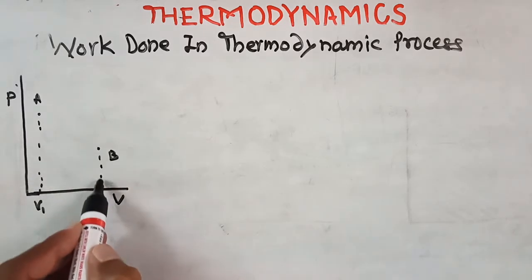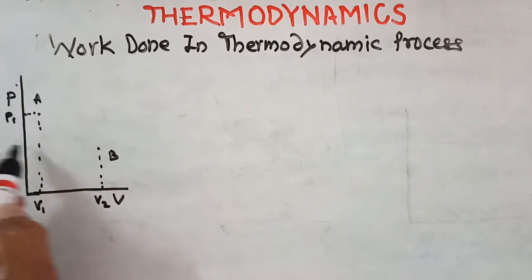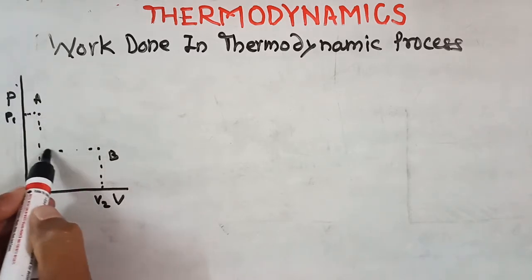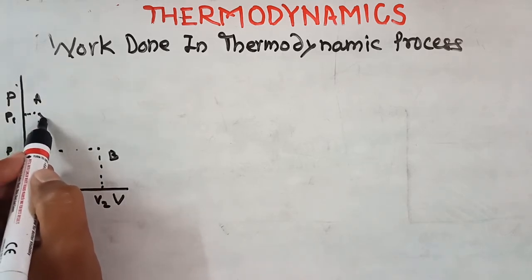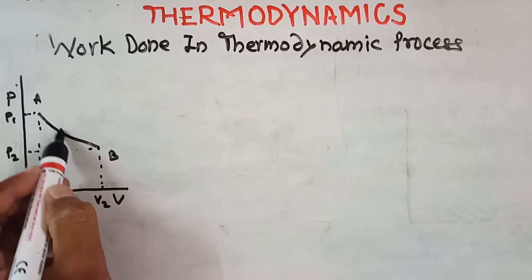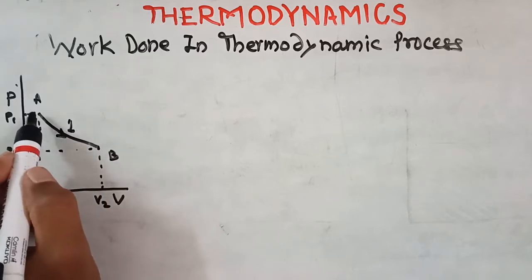And finally the volume is V2. Initially the pressure is P1 and the final pressure is P2. These are the two points. Suppose the system goes in this direction. This is the path of the system. This is the first way that the changes occur.